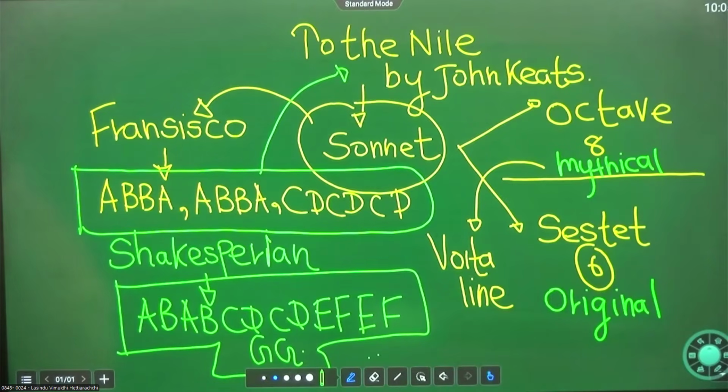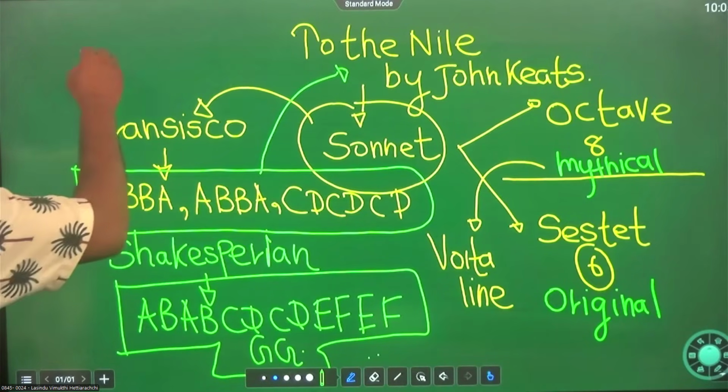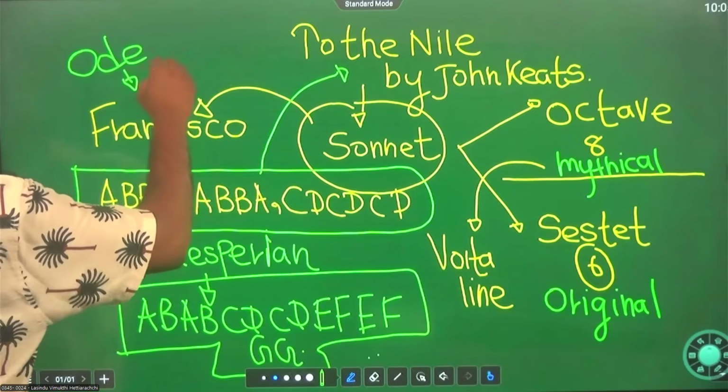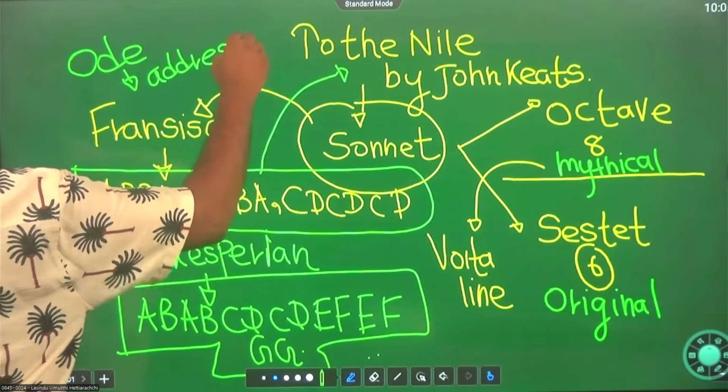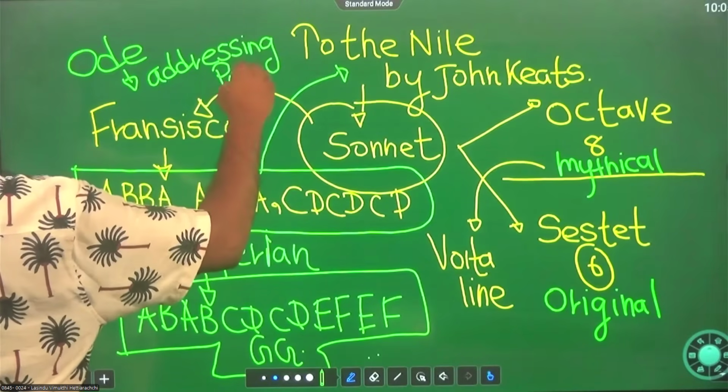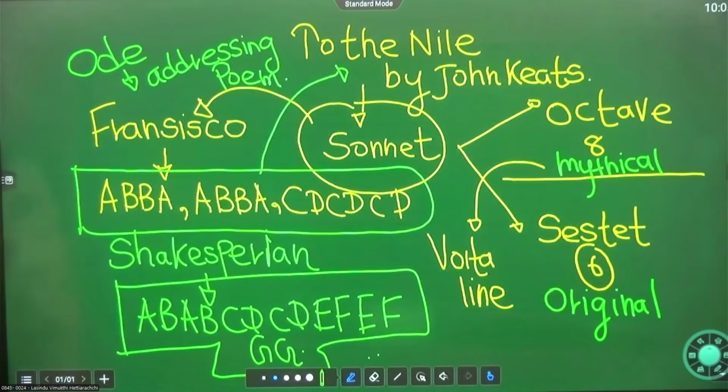This is the poem that we are going to learn, and it is also known to be an ode. Odes are known to be addressing poems. We have two odes in our syllabus. The first one is To the Evening Star by William Blake, where Blake is addressing the evening star. The other one is To the Nile by John Keats, where Keats is addressing the river Nile. So they are sonnets. You have to remember that. That knowledge should be in your mind. That is expected from you.